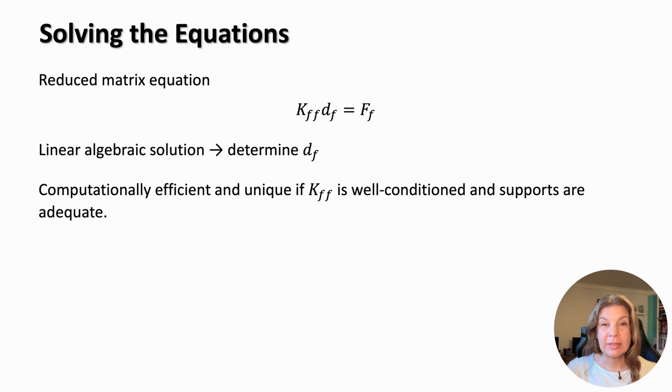The reduced system is a set of simultaneous linear equations linking forces and displacements at the free degrees of freedom. Solving it gives the unknown nodal displacements at all free degrees of freedom. Each value in D_F tells us how a node moves under the applied loads. In theory, this is simply a matter of linear algebra. Physically, it represents how each node moves under the applied loads.